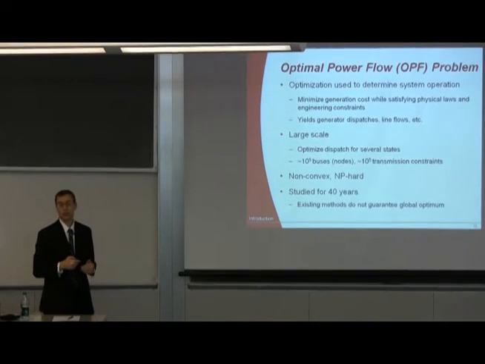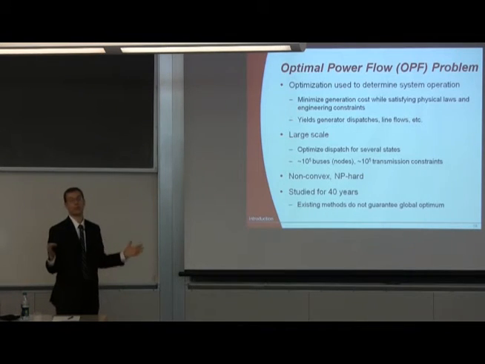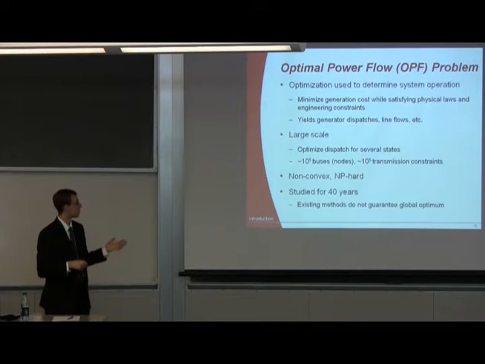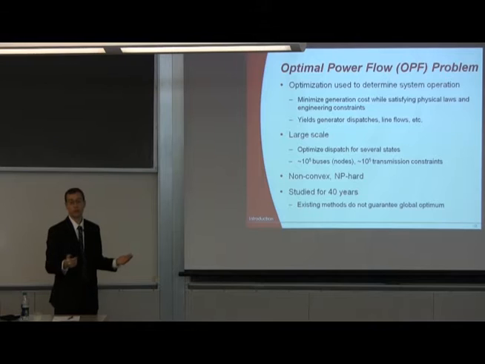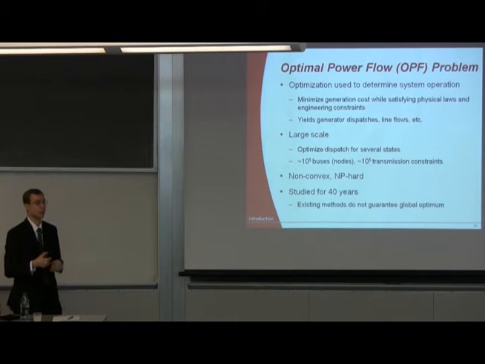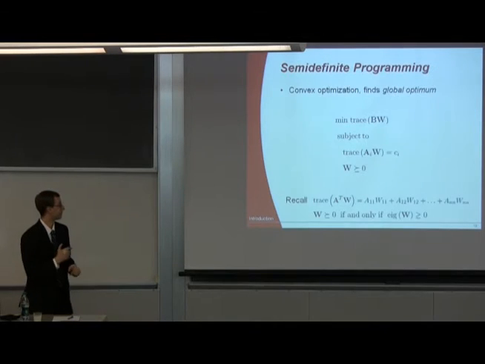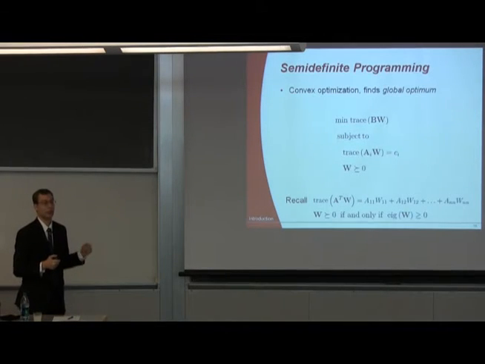The problems we're interested in have very large scale. As I mentioned, we might optimize the dispatch over a region of several states. And so we're talking, numerically, maybe 10 to the fifth buses or 10 to the fifth transmission constraints. So these are fairly large scale problems. They're in general non-convex and NP-hard, so they're difficult to solve. And this problem has been studied for 40 years. This is one of the important problems in electric power systems, but none of the existing methods guarantee that you achieve a global optimum.